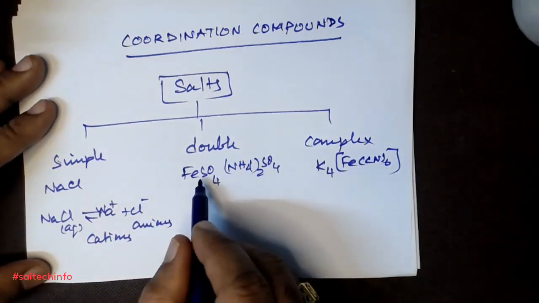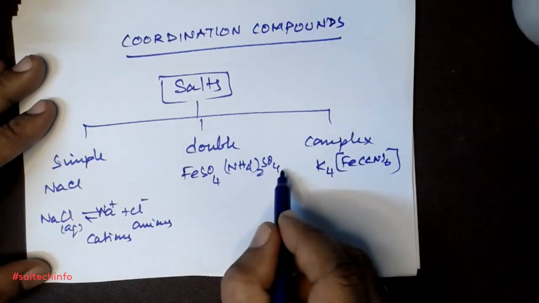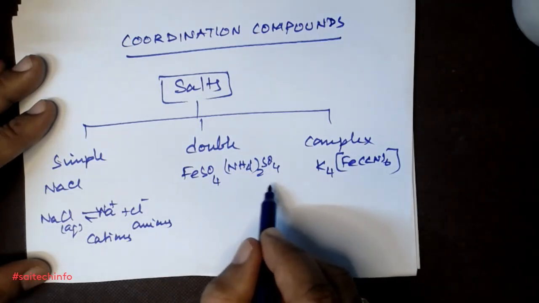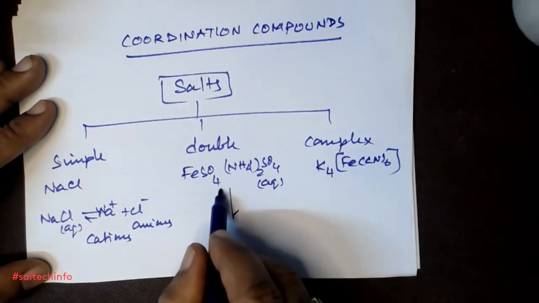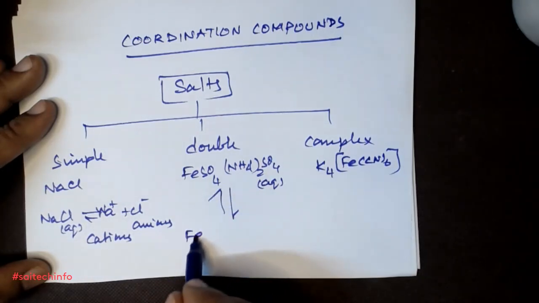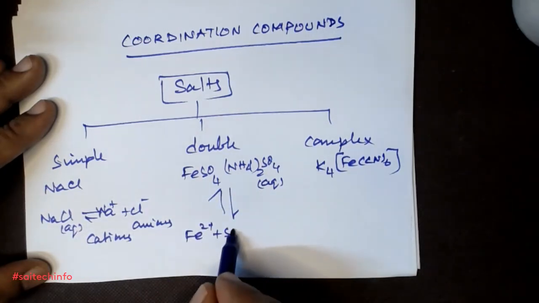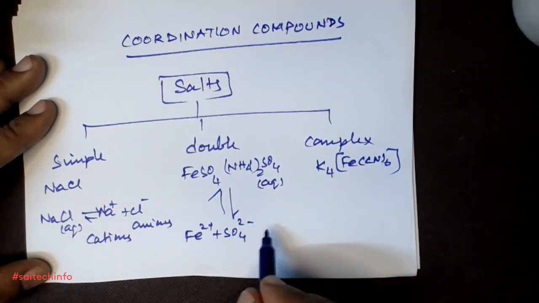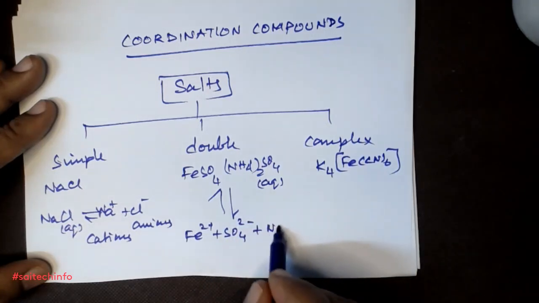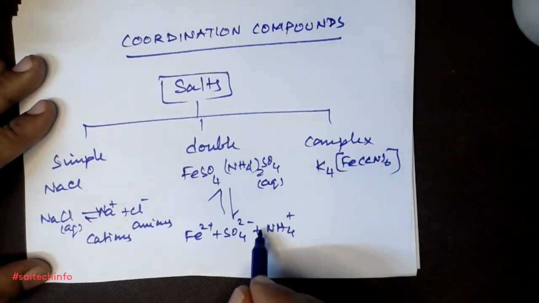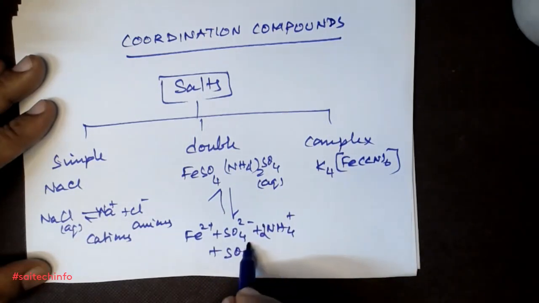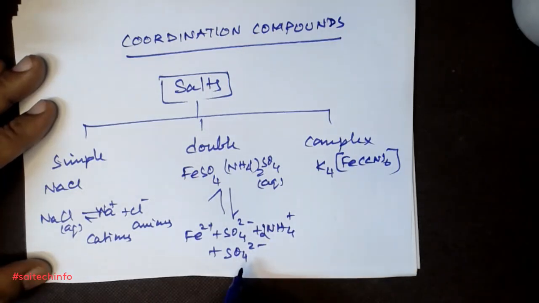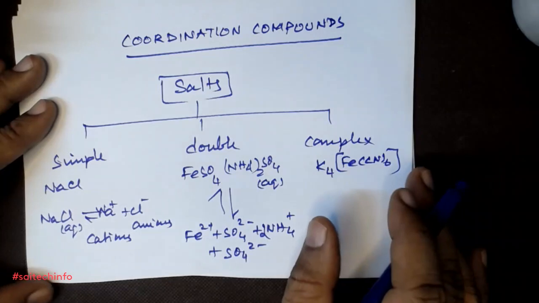Similarly, in the case of FeSO4·(NH4)2SO4 in aqueous solution, they get ionized like Fe2 plus, SO4 2 minus, plus 2 moles of NH4 plus, and SO4 2 minus sulfate. It's a divalent anion. So all these ions are separated.